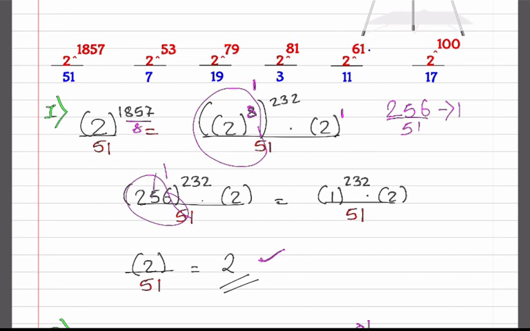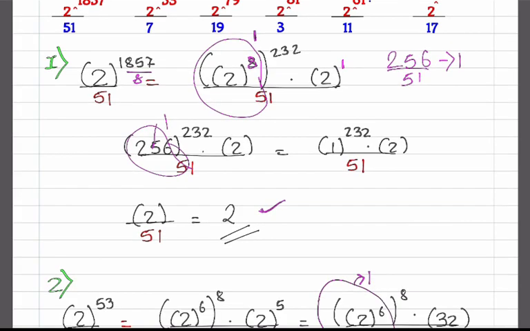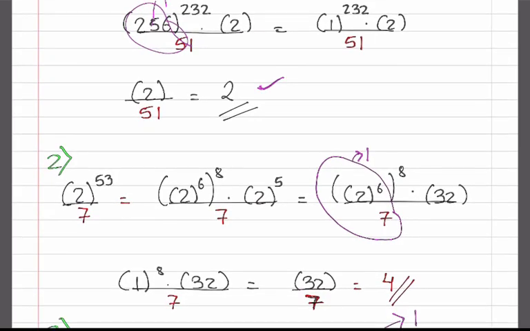So I was not able to apply Fermat. I could have applied Chinese remainder, but I finally went on to adjusting the power so as to get a positive remainder of 1. So this would be my approach to this problem. Next, I get 2 raised to 53 divided by 7. Okay, I am happy here.